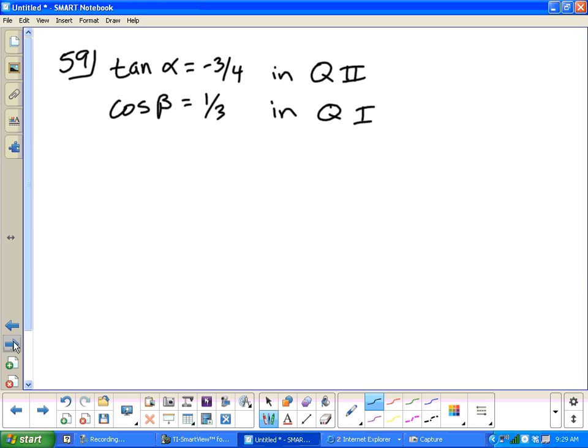Now I've got the information copied. All right, let's get our two triangles. Now, I want you to work this one with me. You can get ahead of me if you want to a little bit. All right, so my alpha triangle is going to be in quadrant 2.